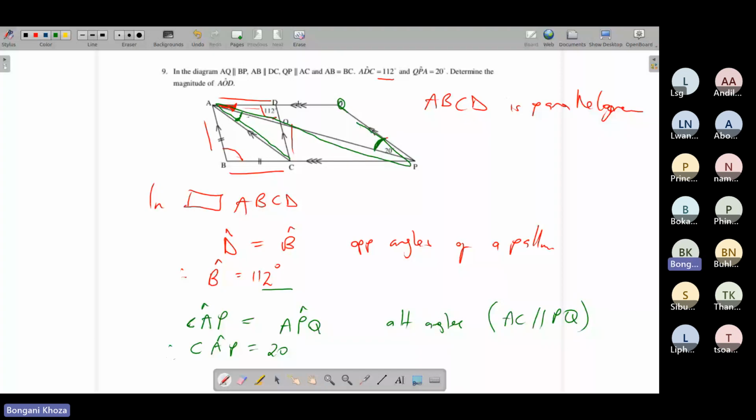Let's erase and clear that up. So here is 20 degrees. Here it's 112. This one I don't know. After finding this one, I can use this small triangle over here to get this angle over there, which is what I'm actually looking for. So that's 20. And then let's move this a bit.